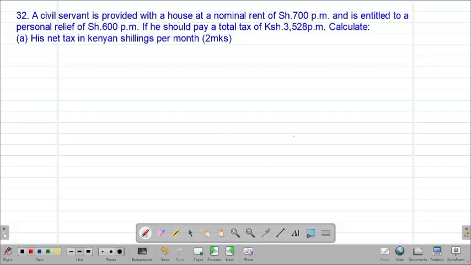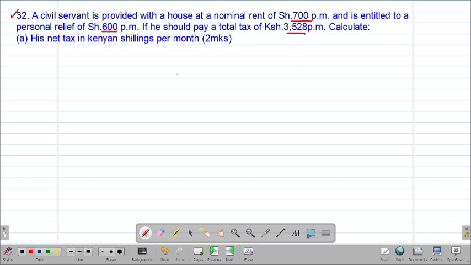It's our 18th lesson on a given Form 3 mathematics topic called Commercial Arithmetics 2. So we are looking at our 32nd example on income tax, which reads that a civil servant is provided with a house at a nominal rent of 700 shillings per month and is entitled to a personal relief of 600 shillings per month. If he should pay a total tax of 3,528 shillings per month, calculate part A of the question, his net tax in Kenya shillings per month.